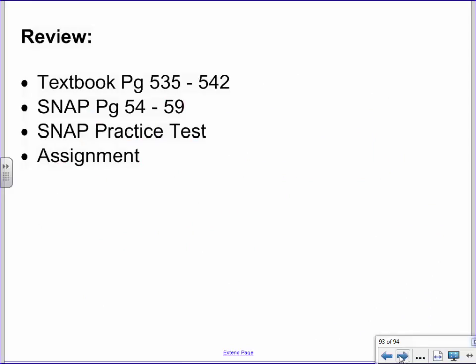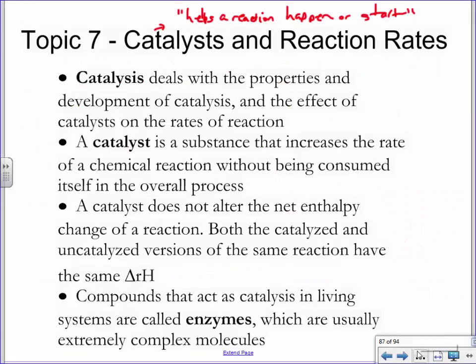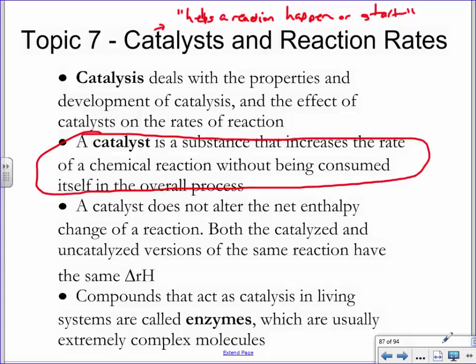It's a very theoretical type of section. Why don't I go back to that very first slide that I kind of skipped, and I'll see if there's anything relevant on here I need to add. Yeah, basically this right here is what a catalyst is. A catalyst is a substance that increases the rate of reaction without itself being consumed.